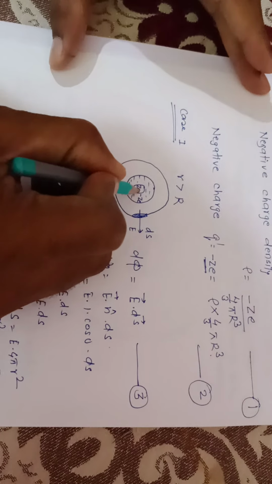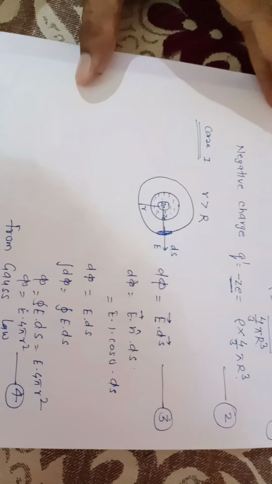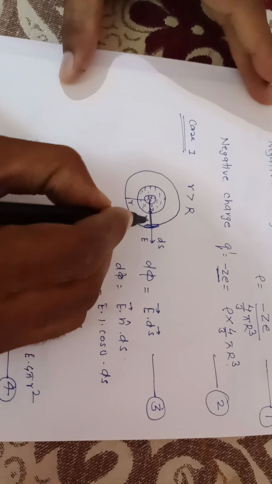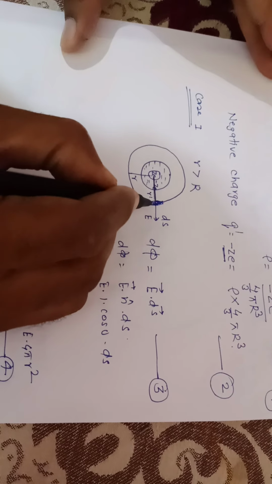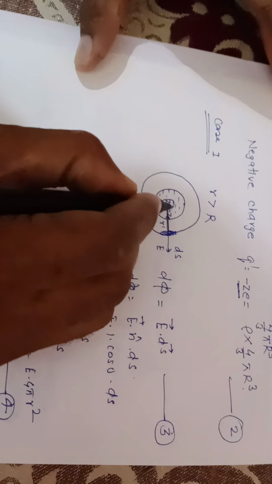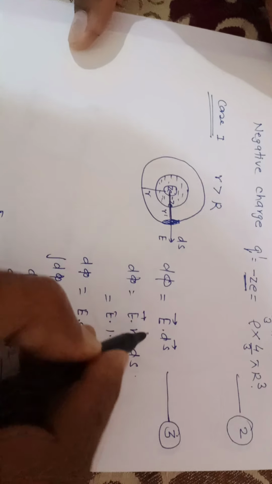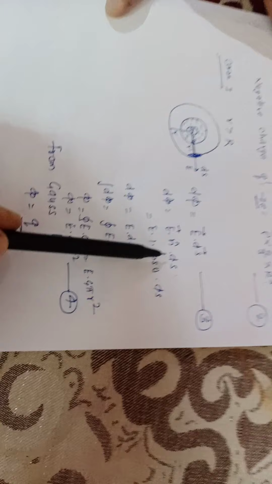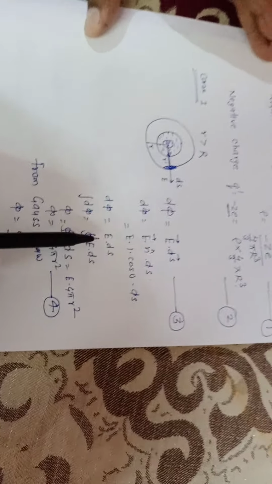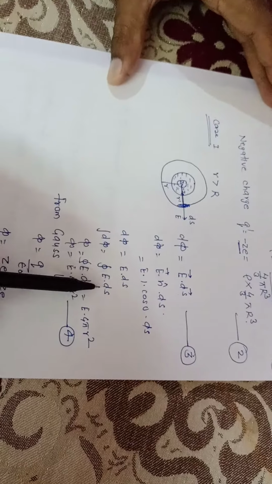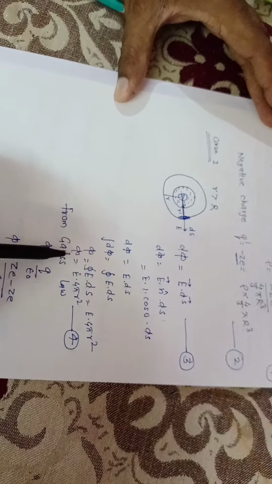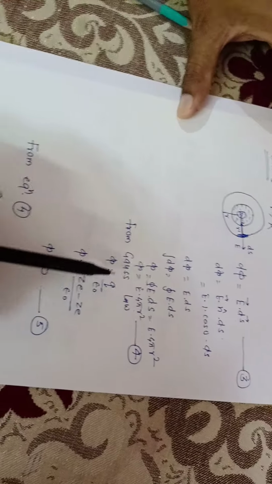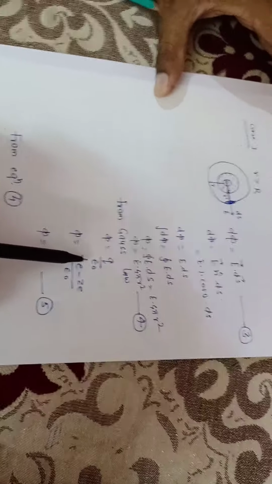Suppose this is one point which is outside the sphere. This point is at distance r, and we have to calculate the electric field at this point. The atom is this much, this is the nucleus, this is the total atom. So flux passing through this area ds is E ds, and the total flux d phi equals the integral of E ds. When we calculate this integral, phi equals E into 4 pi r square. From Gauss law, flux phi equals q by epsilon 0. This is very important.